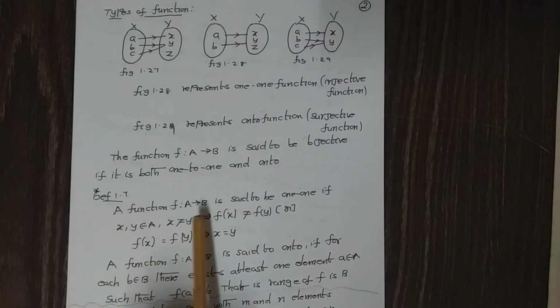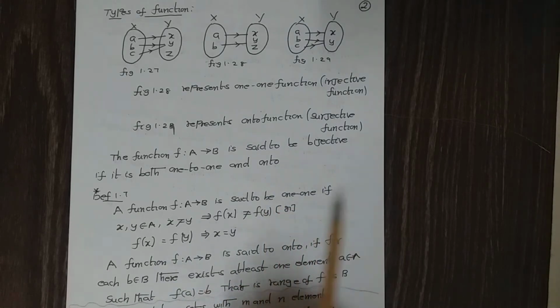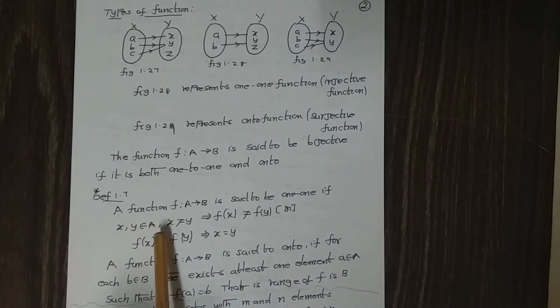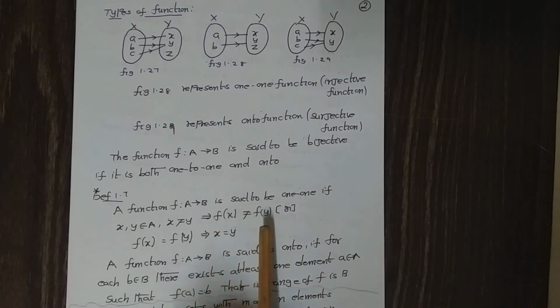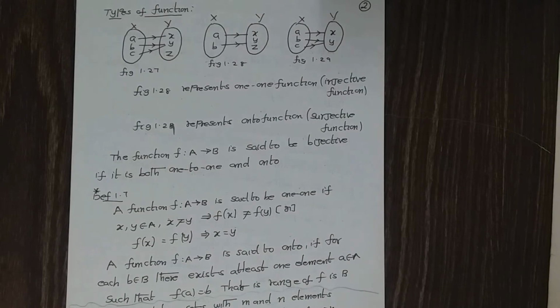A function f: A to B is said to be one-to-one if x, y belongs to A but x not equal to y, that means different elements, this implies f of x is not equal to f of y. That means they possess different images. Different elements possess different images. That is the meaning of this sentence. But this one we cannot prove in exercise problems as well as example problems.